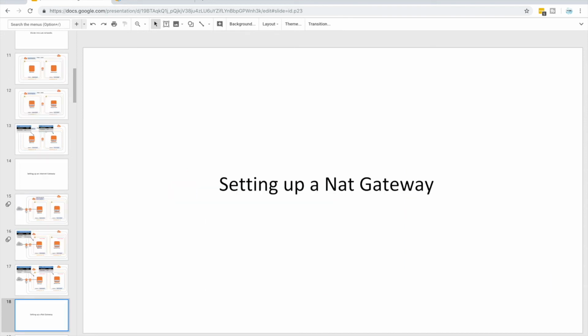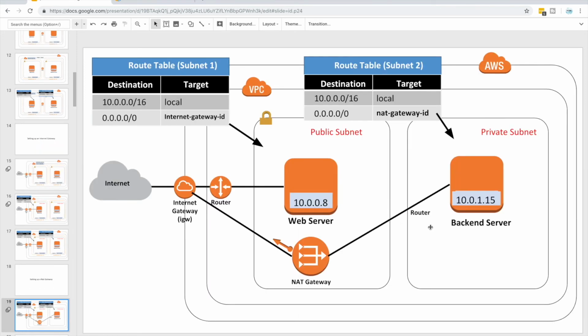Next, we are going to set up a NAT gateway. So what is a NAT gateway, guys? Let's take this example. We already mentioned that in a private subnet, we do not have an internet gateway attached. So the outside resources cannot directly communicate with the server. But in this case, the backend server will have our application server and the database, right?